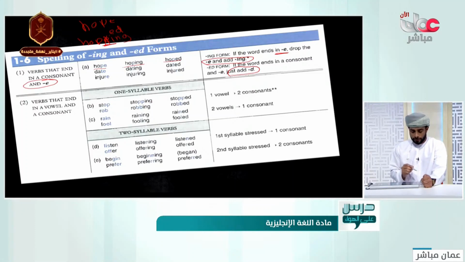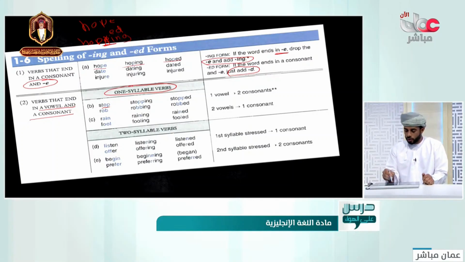The second rule is verbs that end in a vowel and a consonant. What's the first one? One syllable verbs, but ending with what? With a vowel and a consonant. Only one syllable, like the word stop. What should we do? It says if it is one vowel, we double the consonant. If it is one vowel, we double the consonant. Like in here, stop, stopping, stopped.